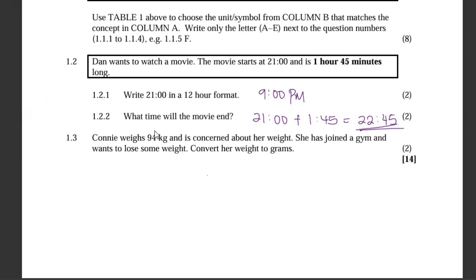Okay, Connie weighs 94 kilograms and is concerned about her weight. She has joined a gym and wants to lose some weight. Convert the weight to grams. Her weight is 94 kilograms, meaning we are changing them to grams. And we shall need to multiply by 1,000, which becomes 94,000. Don't forget these are what? Grams. That marks the end of question number 1.